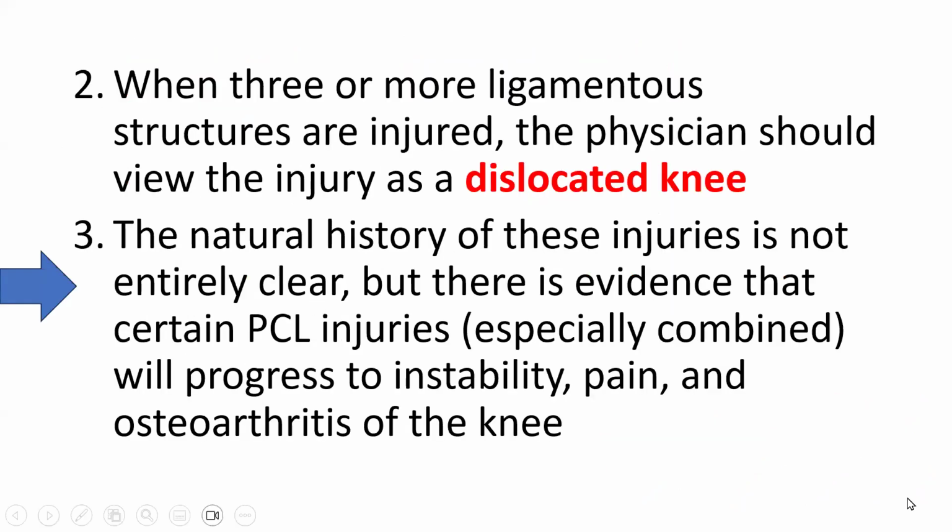When 3 or more ligament structures are injured, the physician should view the injury as a dislocated knee. Be careful. If you have multiple ligamentous injuries, look at it as if the knee is reduced, as if the patient developed a dislocation and reduced spontaneously.